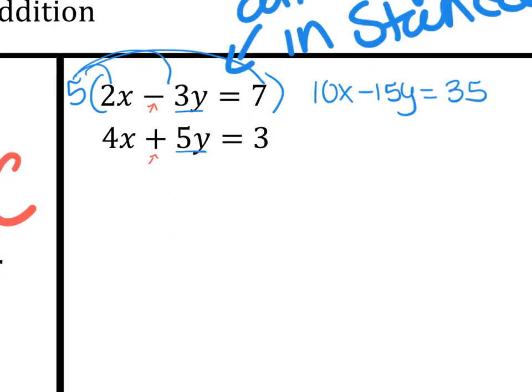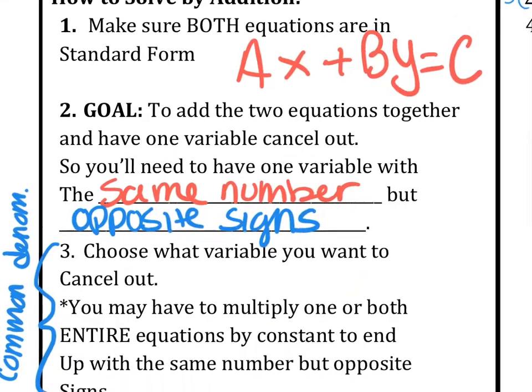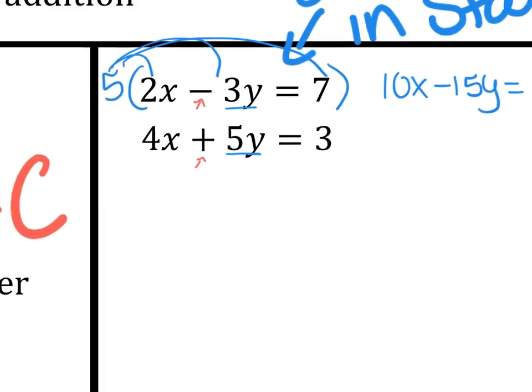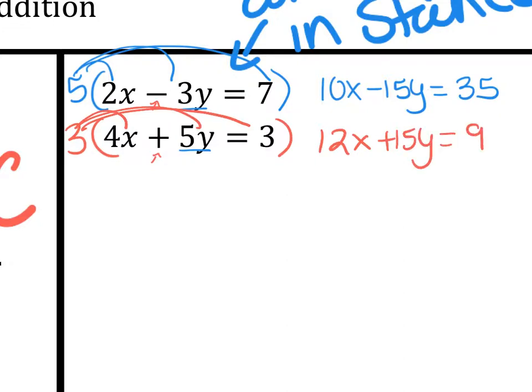And then for the second one, so now we have our y term as a negative 15y. Remember, the goal is to have the same number but opposite signs. So that means we need this y term to be a positive 15. What do I need to multiply this by to get a positive 15? Positive 3. So we multiply every term, both sides of the equal sign, by a positive 3. So we get 12x plus 15y equals 9.